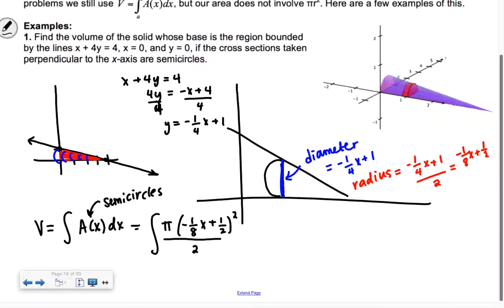And then our x values go from a certain x value to x value. So look at the red region that I drew before. Do you guys see how it goes from x equals 0 to x equals 4? So that's what we're going to put in. So we're saying 0 to 4.